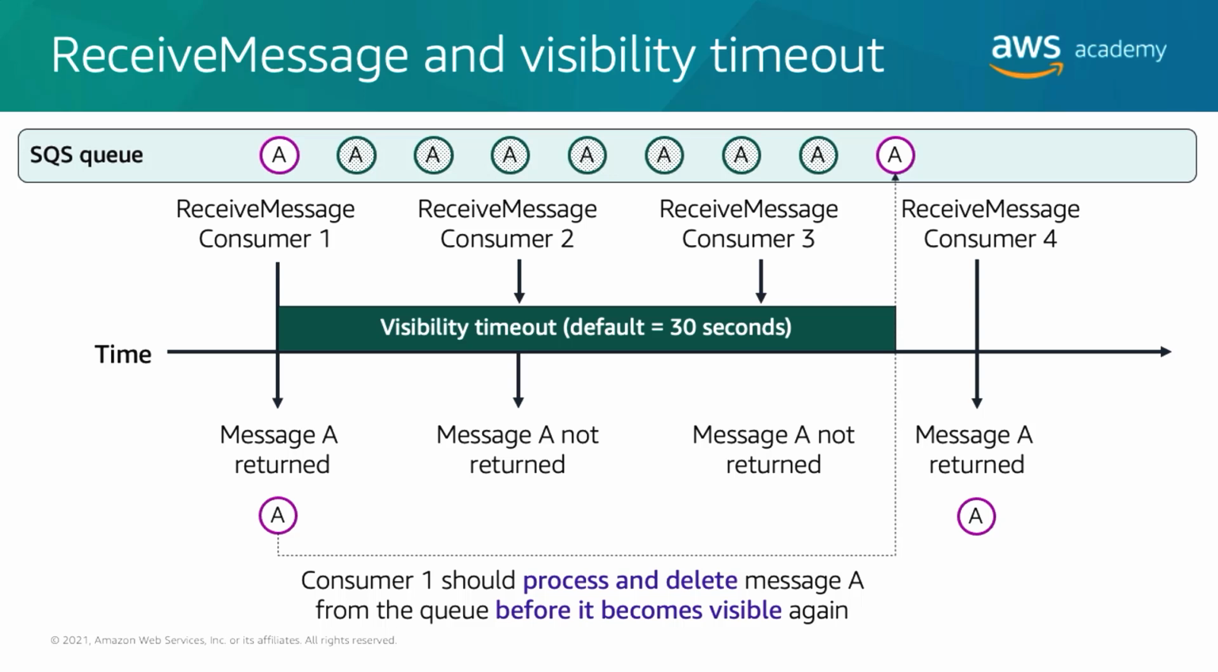Amazon SQS doesn't automatically delete the message because, as a distributed system, there's no guarantee the consumer actually received and handled the message. For the duration of the visibility timeout, Amazon SQS temporarily stops returning the message as part of any receive message requests. This visibility timeout defaults to 30 seconds. The minimum is 0 seconds, and the maximum is 12 hours.